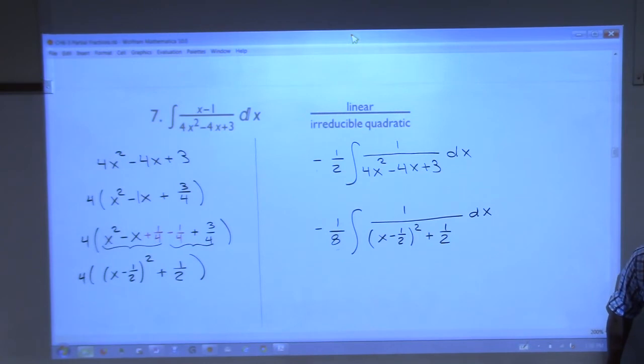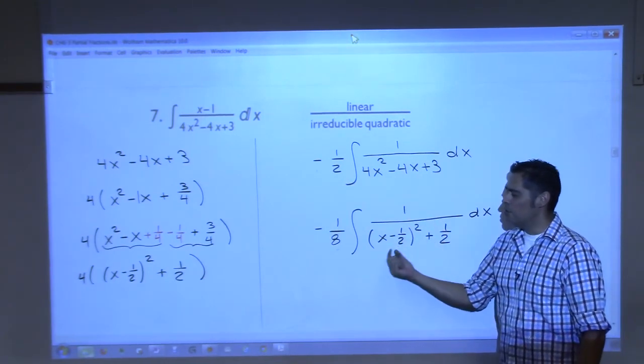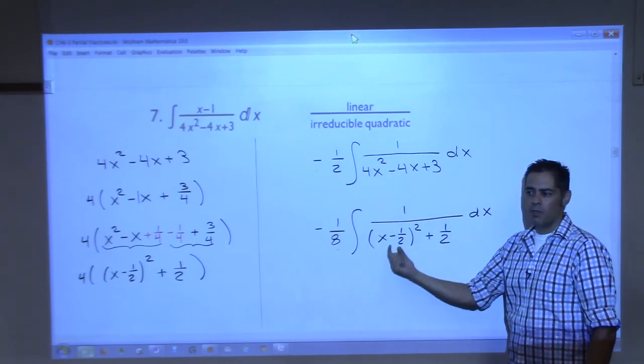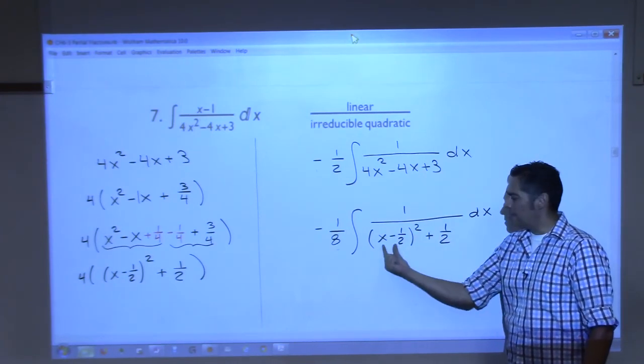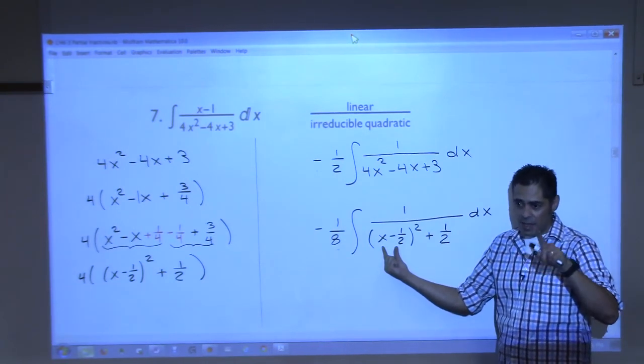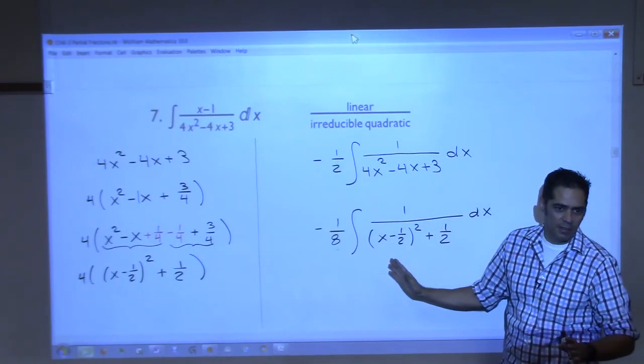Questions on that? And if you squint your eyes just enough, that looks like 1 over u squared plus a squared. And that's linear, right? So I have to compensate for the possible little scaling thing I need to do, but it's a 1 in front of the x, so I don't have to scale.